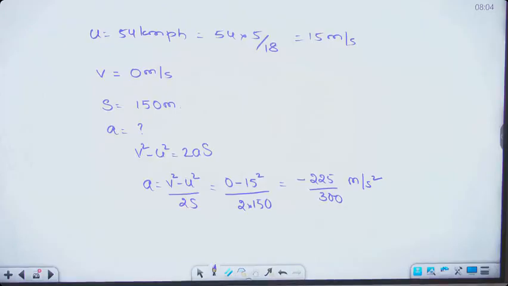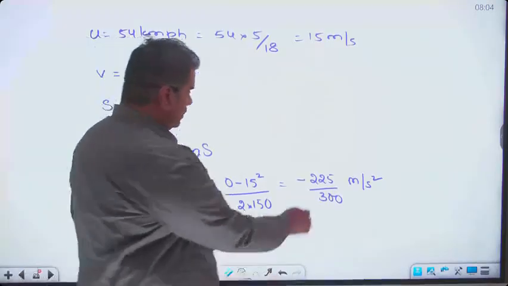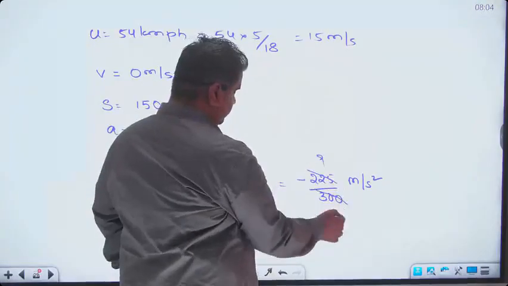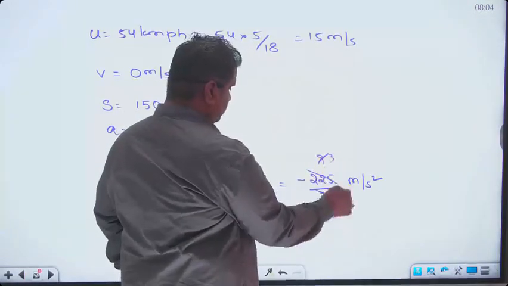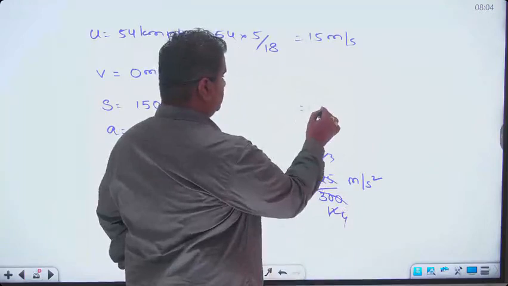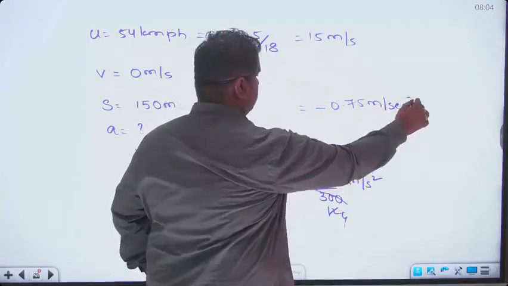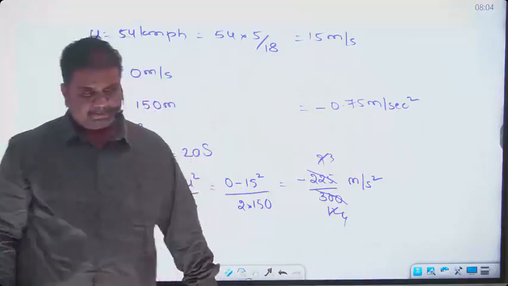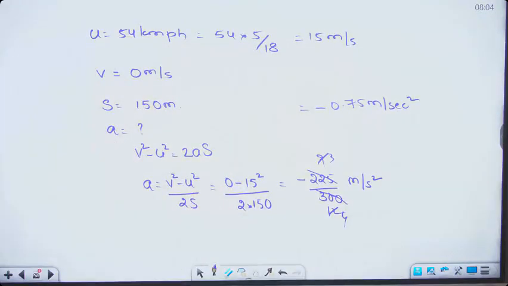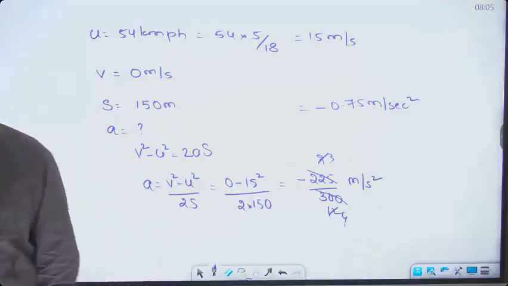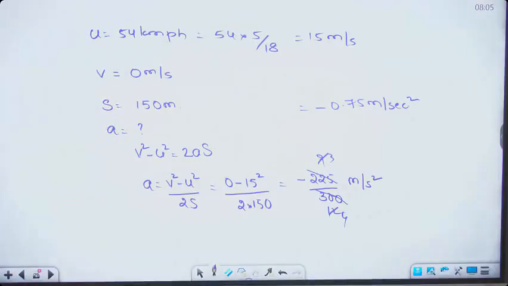How much will you be getting? 25 nines, 25 twelves, 3 threes, 3 fours, 3 by 4. So that will be minus 0.75 meter per second square. Right. The next one.